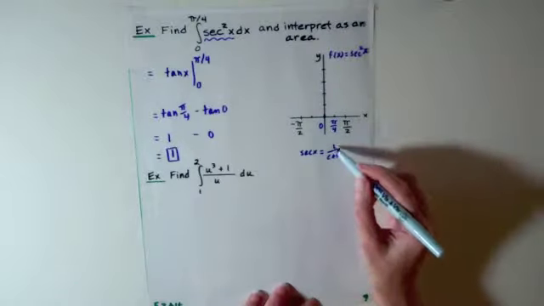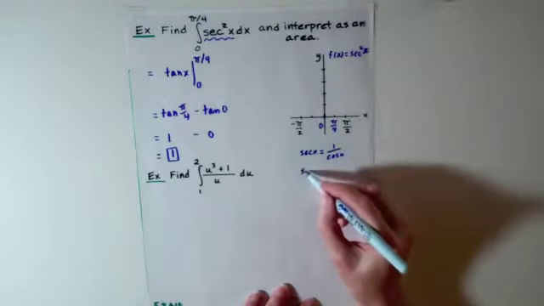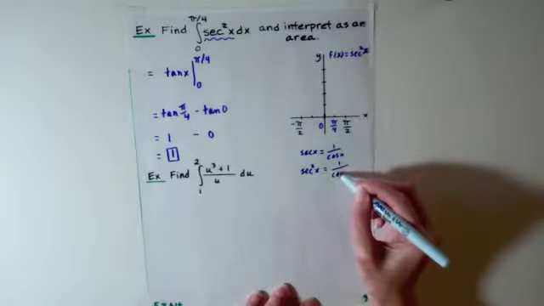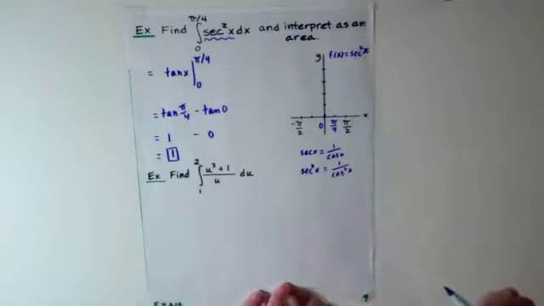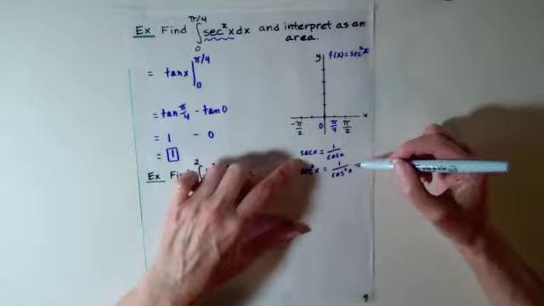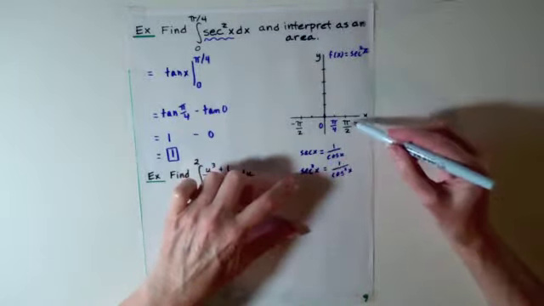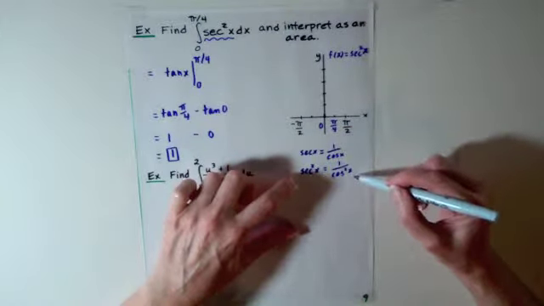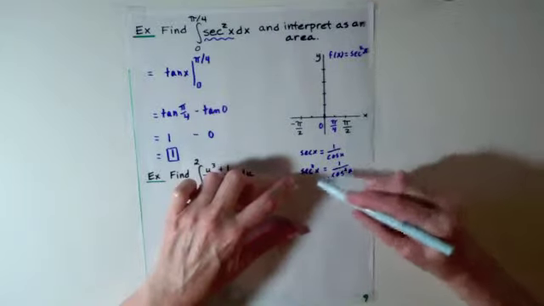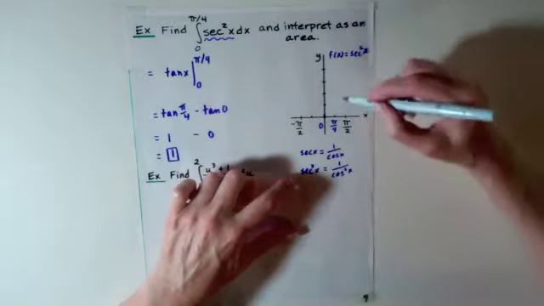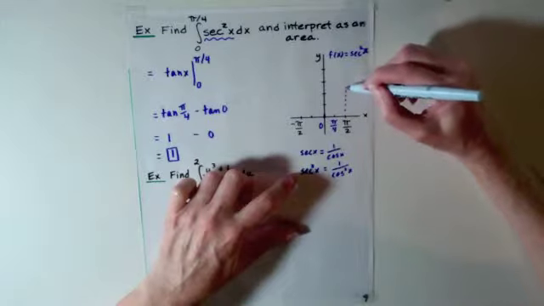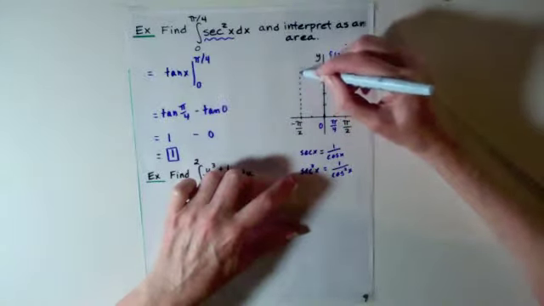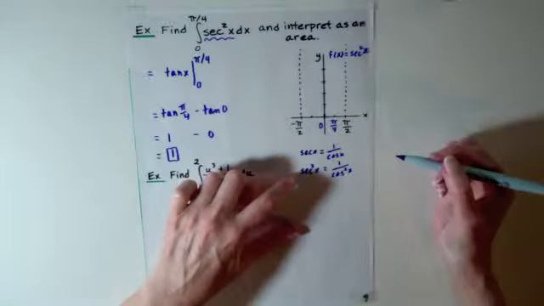Secant x, as I mentioned, is 1 over cosine x. Secant squared x is going to be 1 over cosine squared x. And if you go ahead and graph that, it will have problems at pi over 2 and minus pi over 2. Those are places where cosine is equal to 0, and so secant squared x would actually be undefined. And if you remember kind of back to your trig class, those are places where the secant function has vertical asymptotes.